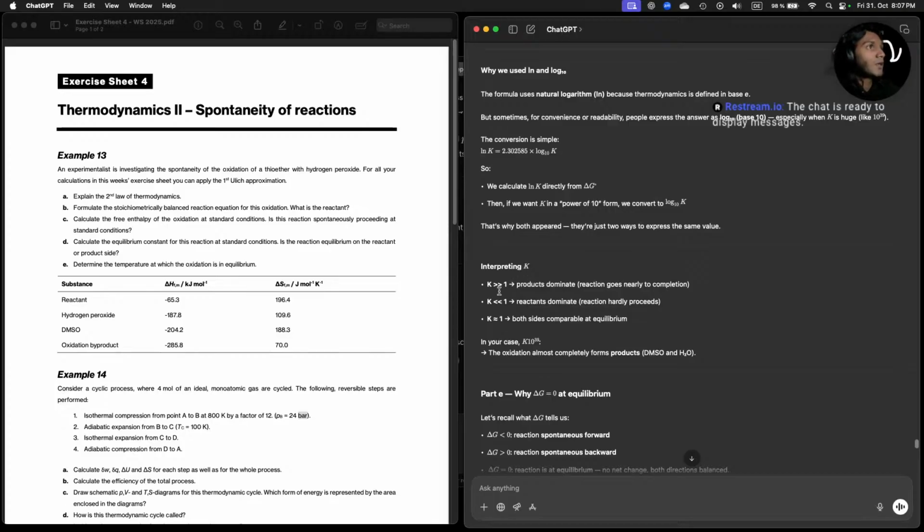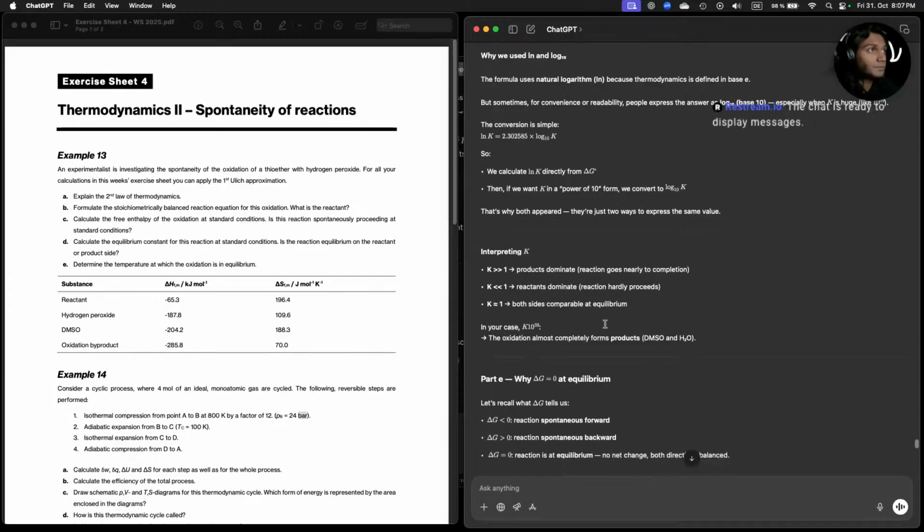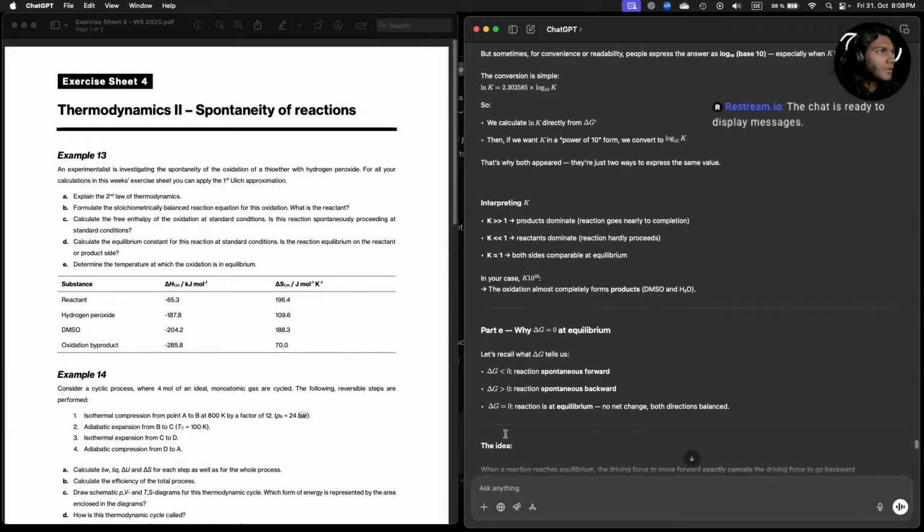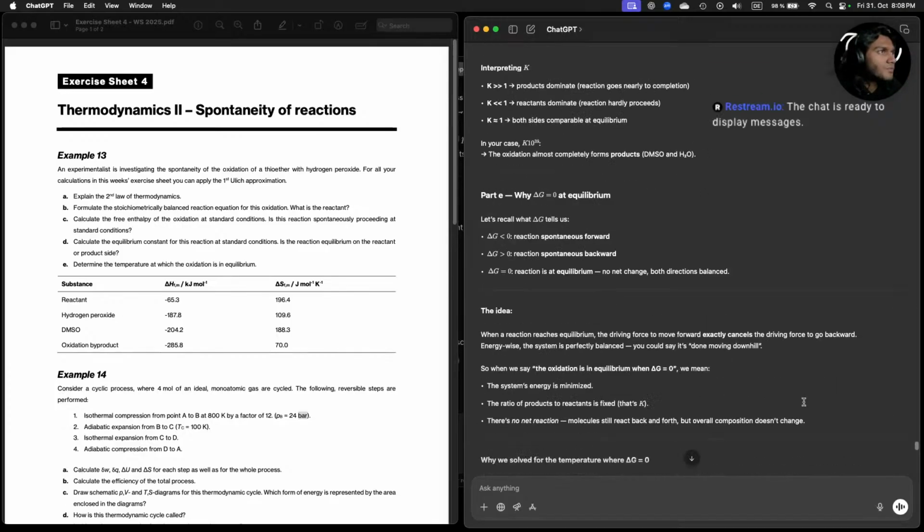Interpreting K. If K is very high, much more than 1, products dominate. The reaction goes nearly to completion. If K is really low, much less than 1, reactants dominate. The reaction hardly proceeds. K approximately 1 means it is in equilibrium, perfect equilibrium. In your case, oxidation completely forms products. Oxidation is in equilibrium.